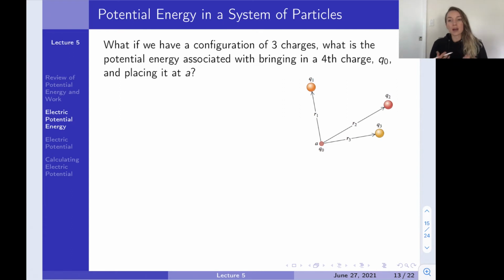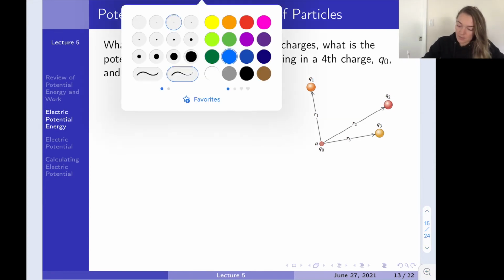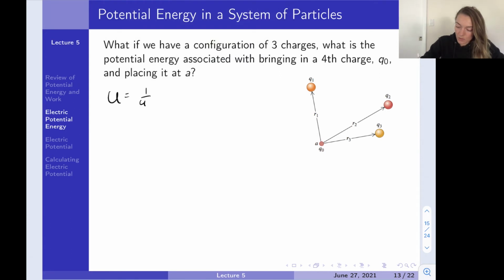Or another way to think of that is how much work do I have to do against the electric field of Q1, Q2, and Q3 together, that total electric field? How much work do I have to do to bring in this charge from infinity and place it at this point? Well, we know if we just had, let's say, just Q1 here, and we wanted to bring in Q0, we know how to do that, right? That would just be 1 over 4 pi epsilon naught Q0 Q1, and then the distance would just be R1. That would be it, right?